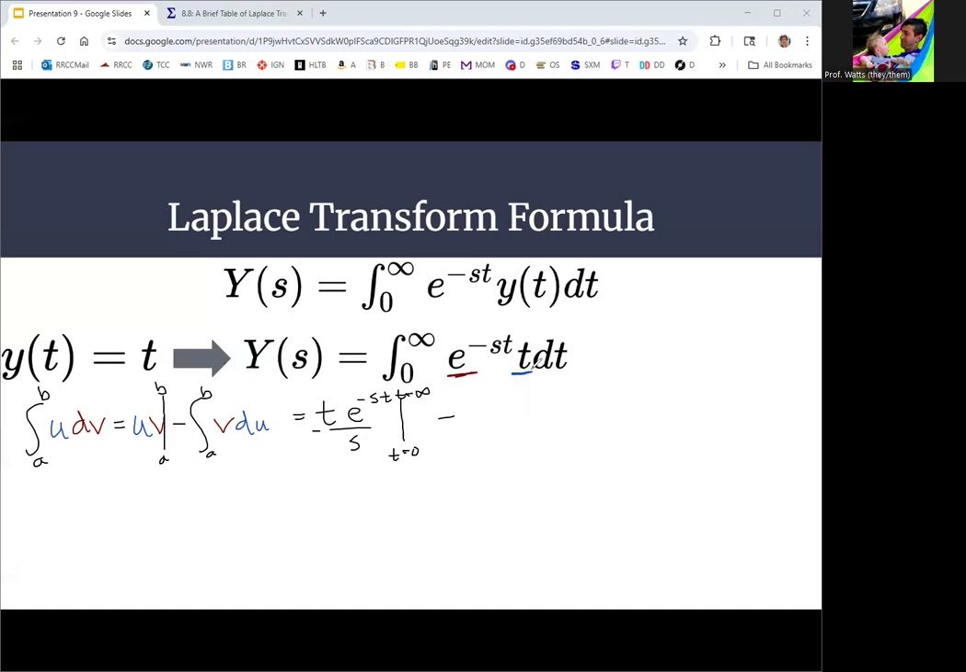And then we take the derivative of t, which gives us a 1, and again, use that integral. Negatives cancel. Let's put the 1 over s there. And that integral is pretty easy to do. Integral that you just get another -1 over s.